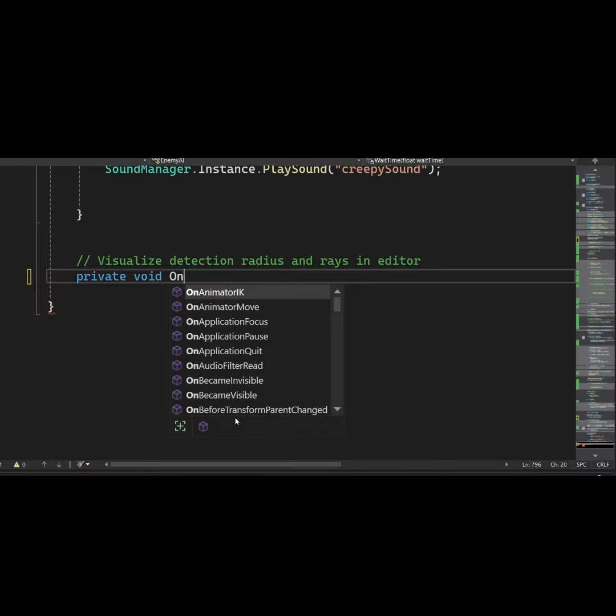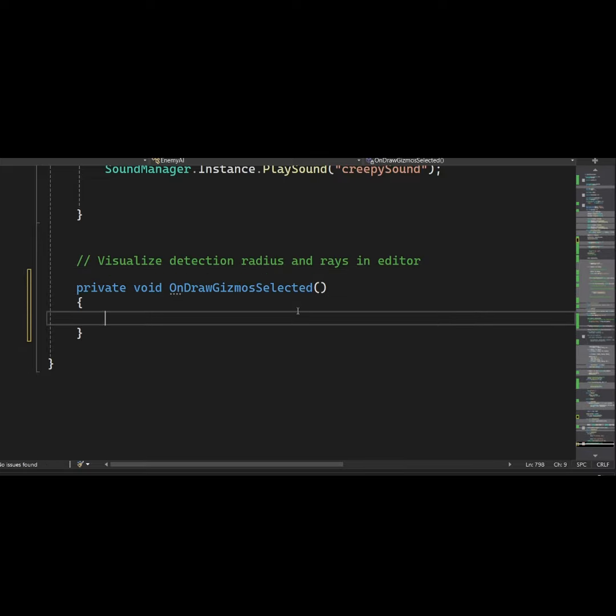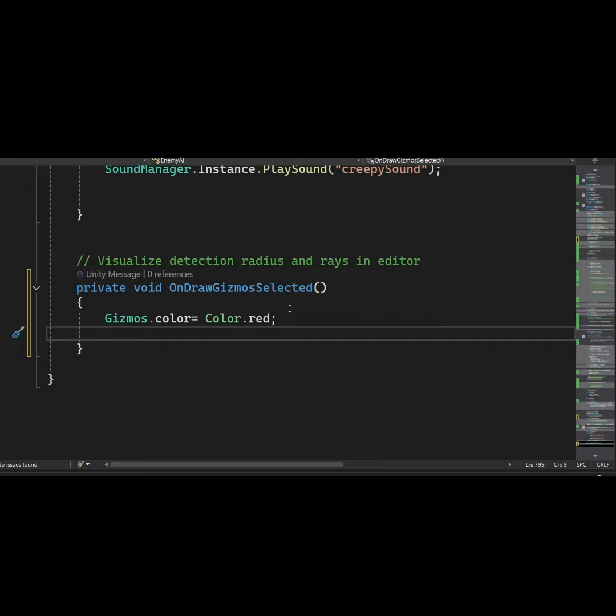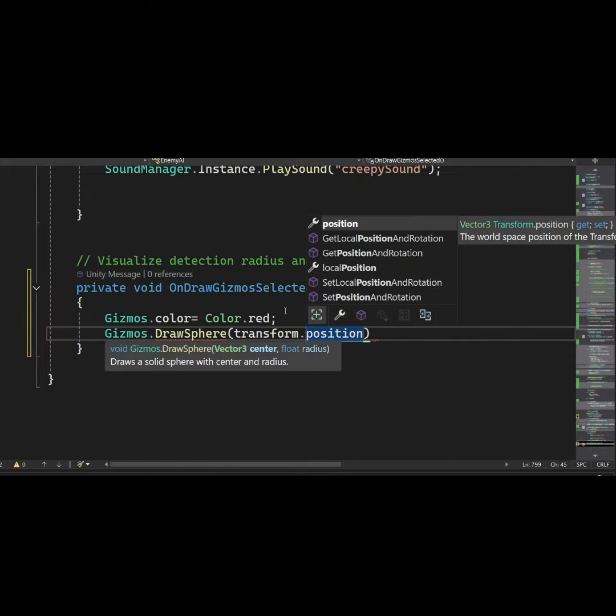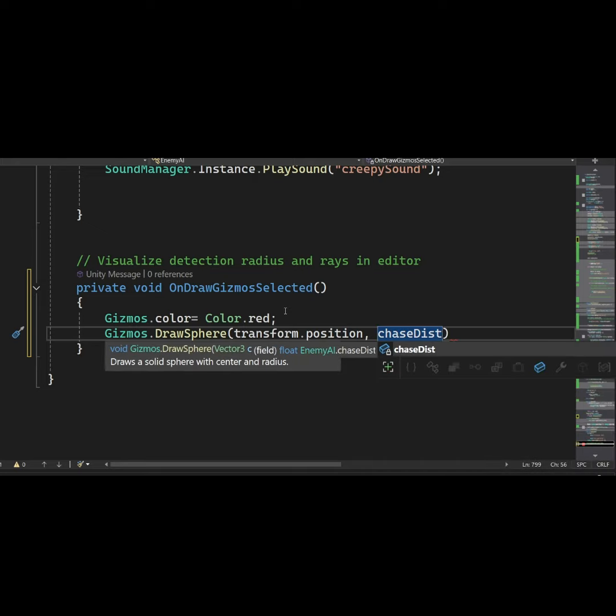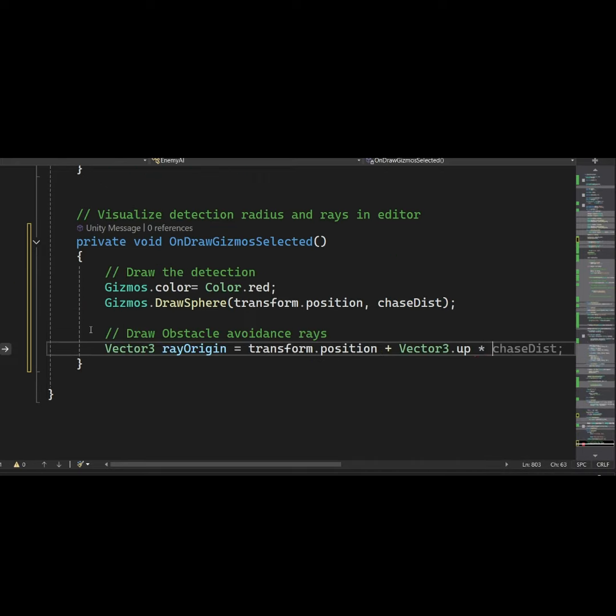First of all, let's write the OnDrawGizmosSelected built-in function by Unity. Then define the color of the sphere to be red. Next is to draw the wire sphere for the distance detection. This is used for the sound detection range by inputting the transform.position, and the radius of detection is the chase distance.